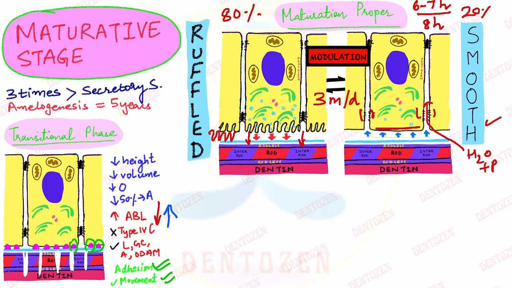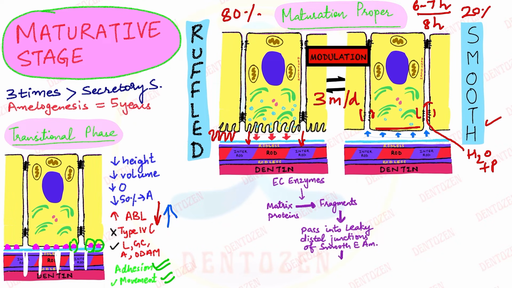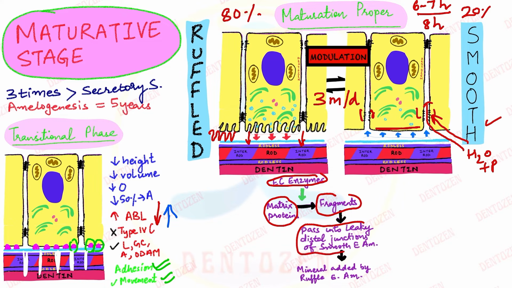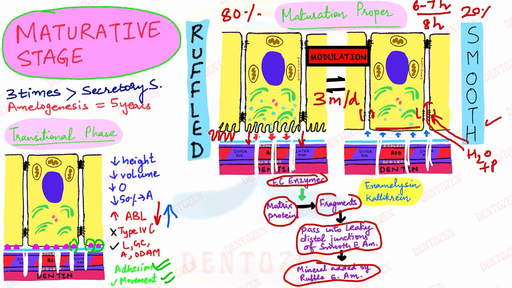Now, how is this process carried out? First, extracellular enzymes, which are also released from ameloblasts, will break down the matrix proteins into smaller fragments, and these fragments are taken up by the distal leaky junctions of the smooth-ended ameloblast. And when the space is created, the cell will change its shape, it will become ruffle-ended, and now it will add the minerals. Yes, the enzymes, that is enamelysin and kallikrein, which was previously known as enamel matrix serine protease, will need an acidic environment. So acidification is associated here.